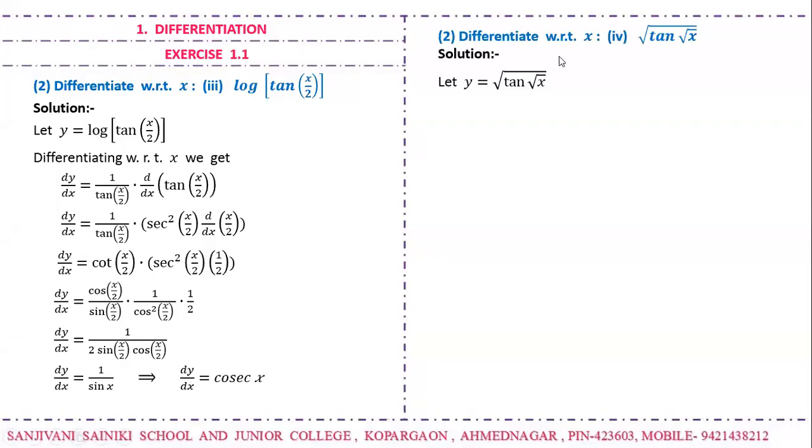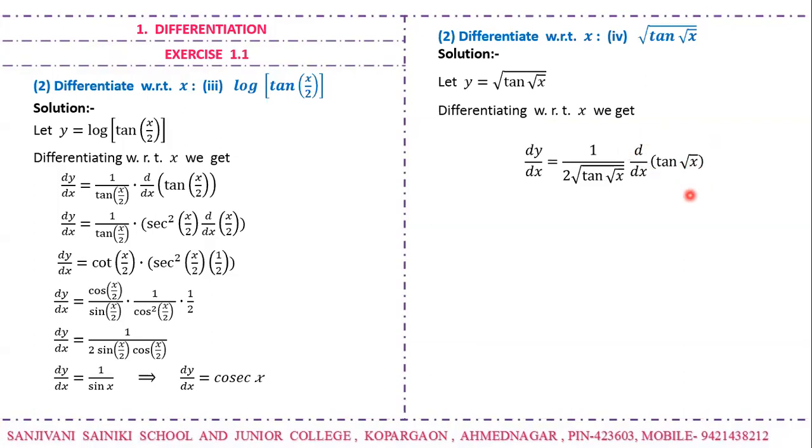Our next example is: differentiate with respect to x root tan root x. Let y is equal to square root of tan root x. Now again we will use the chain rule. Differentiating with respect to x, dy by dx of this, we treat this as root f of x. So derivative of square root of f of x is 1 upon 2 root f of x into f dash of x. So what you get? f dash of x means tan of root x, its derivative.